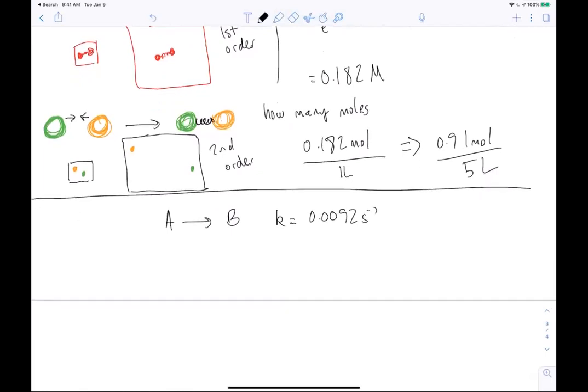Man, they really get you with these k values where you have to deduce what the order of the reaction is. But how long will it take for 80% of the reactant to decompose? And please answer in seconds. So the trick for these, the question is how long for 80% of the reactant to decompose.